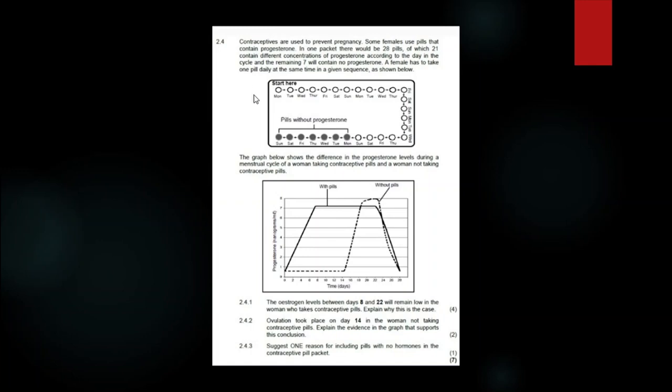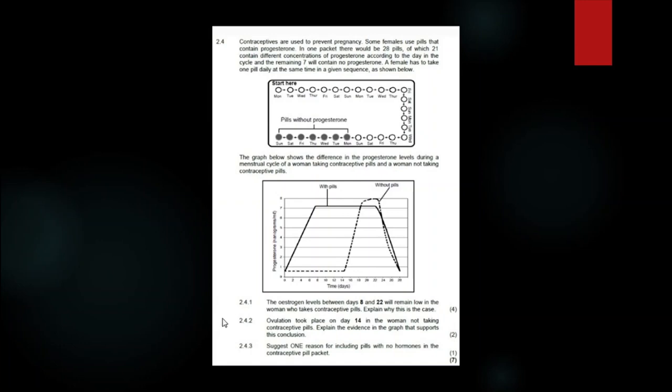Now the graph below shows the difference in the progesterone levels during the menstrual cycle of a woman taking contraceptive pills and a woman not taking contraceptive pills. Now let's look at the questions. The estrogen levels between day 8 and 22 will remain low in the woman who takes contraceptive pills. Explain why this is the case.